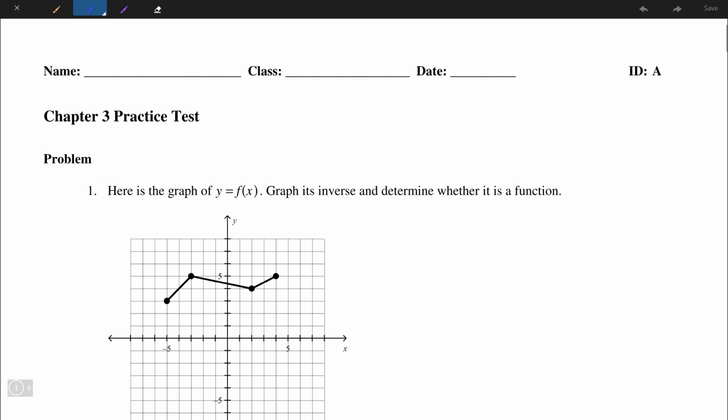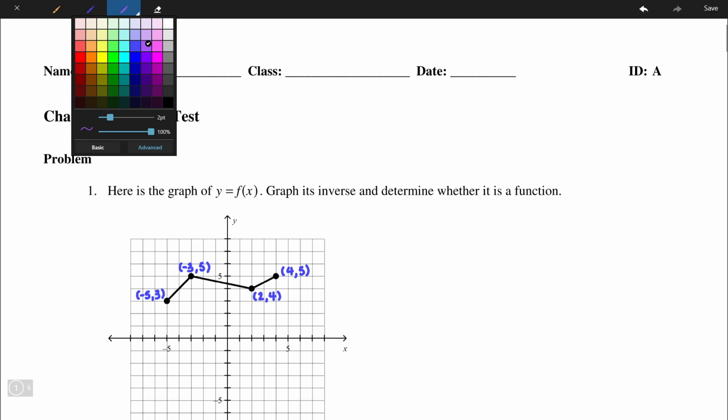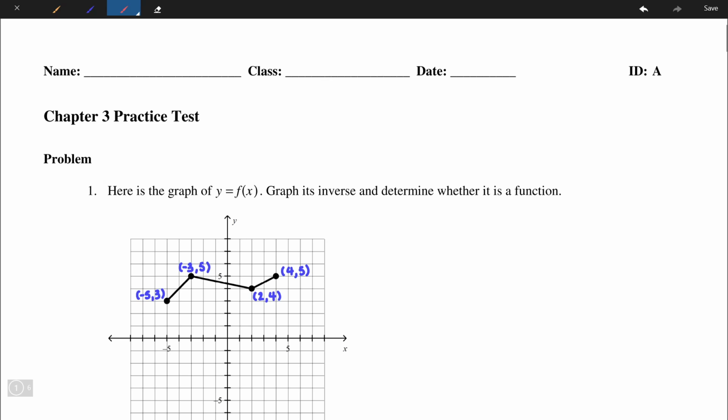Question number 1. We are given the graph of a function y equals f of x. We are to graph its inverse and determine whether or not it is also a function. So the original function has 4 points of note. First one is (-5, 3), followed by (-3, 5), and then the point (2, 4), and finally the point (4, 5). For the inverse, we simply take the x and y coordinates of each point and switch them.